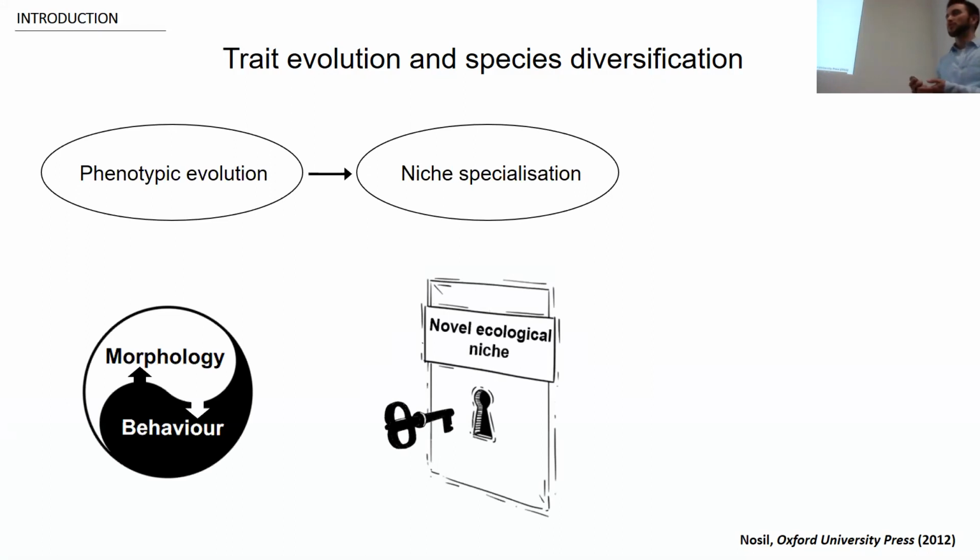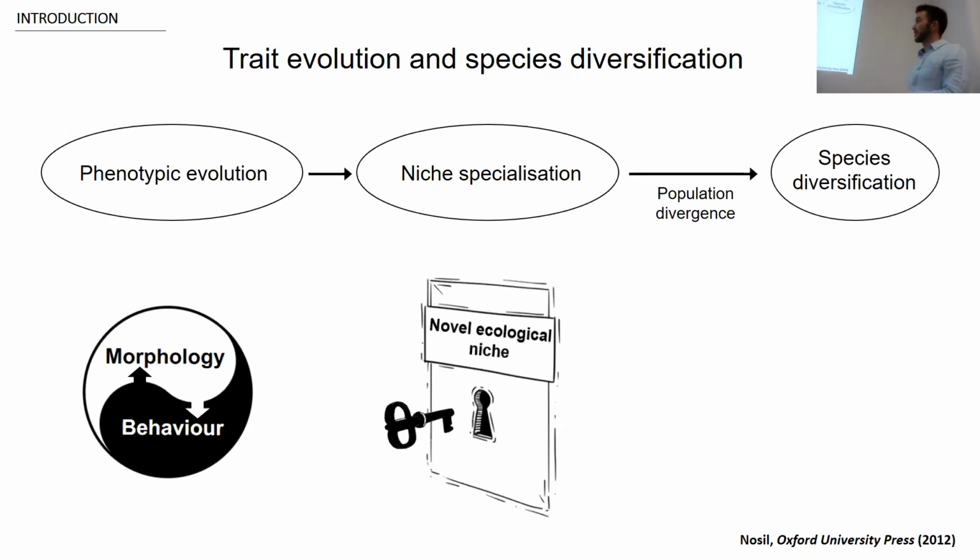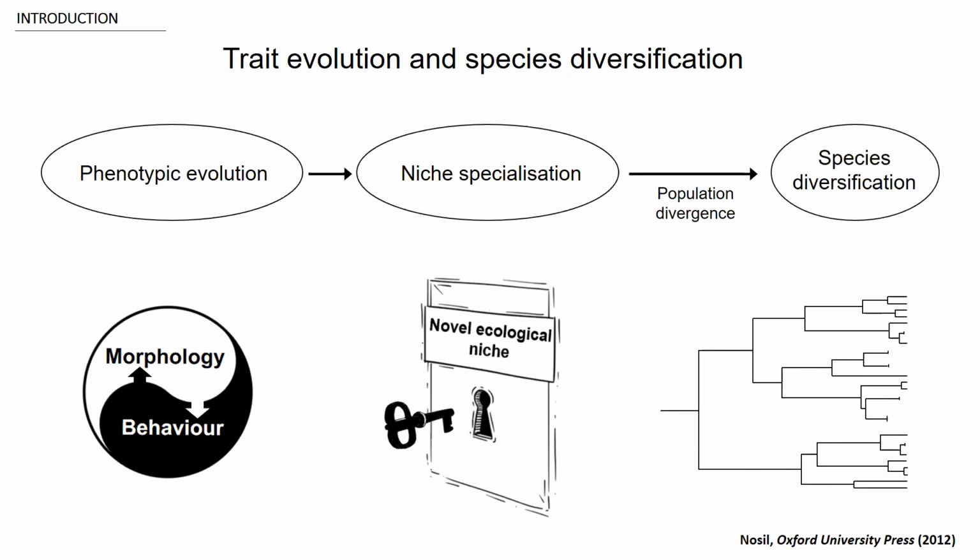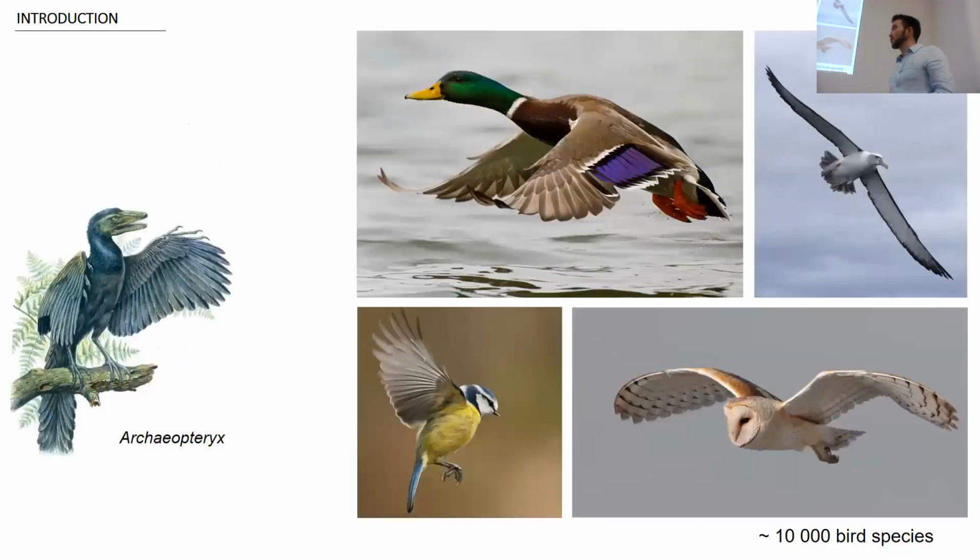Ultimately, populations specializing into different ecological niches may become separate and create new species, contributing to species diversification. The evolution of some traits has played a major role in the diversification of species. A very straightforward example is the evolution of wings and the ability to fly.